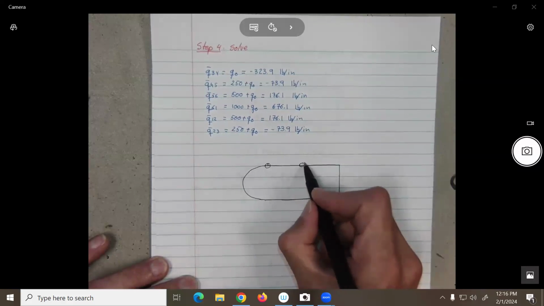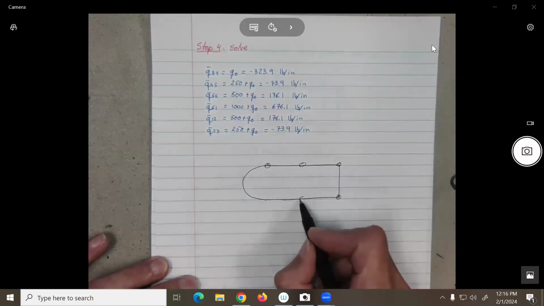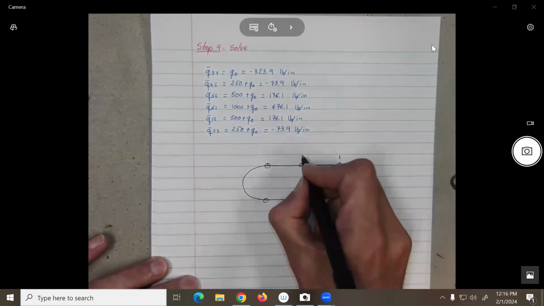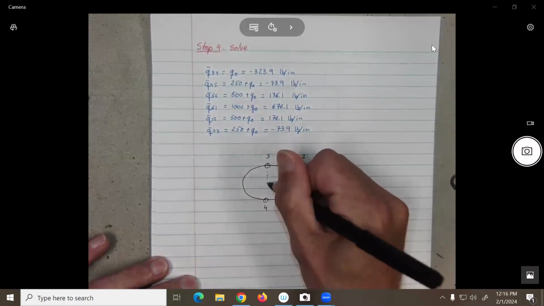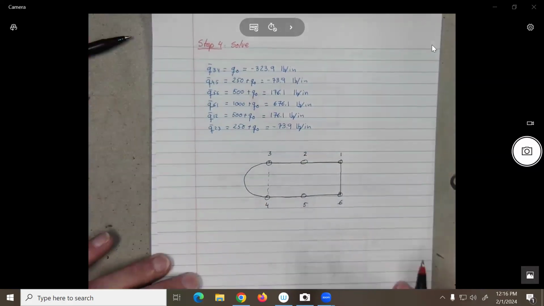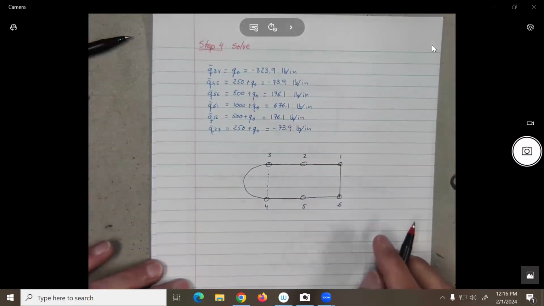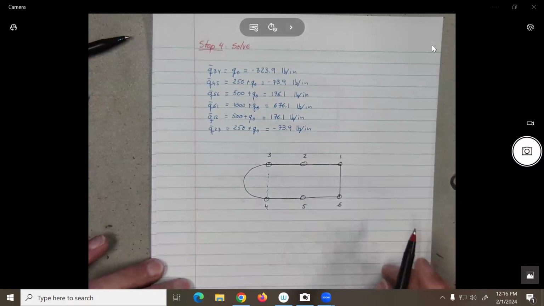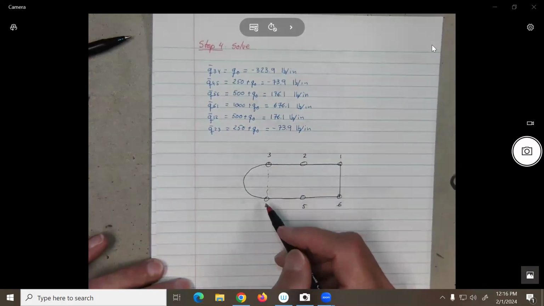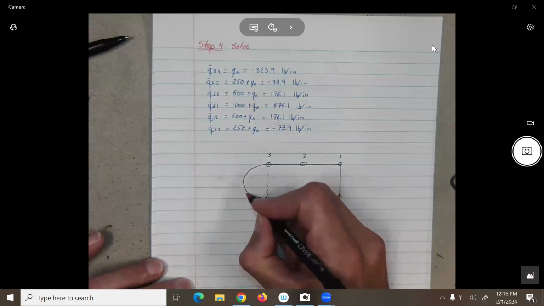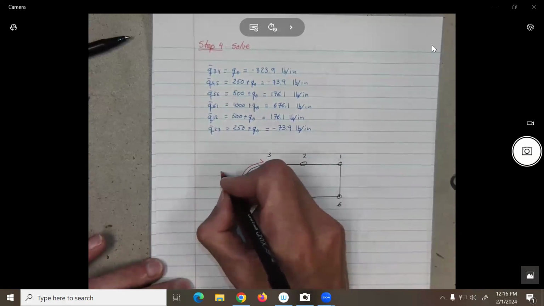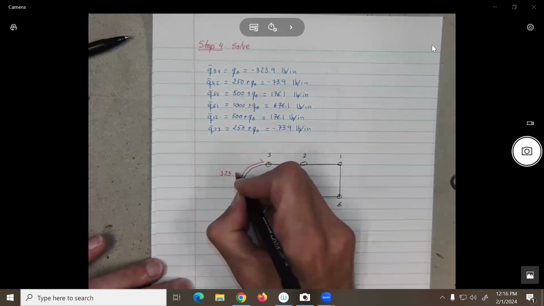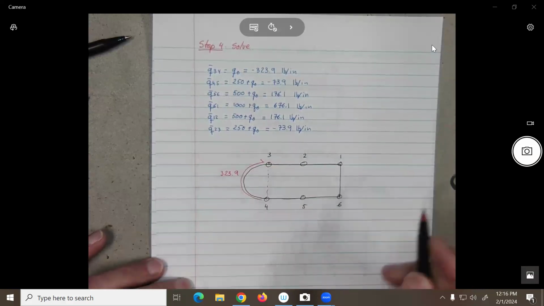So we do the figure. One, two, three, four, five, six. So what do I get? Let's see. Q34 is minus 223.9. So what does that mean? Does it go from 3 to 4 or from 4 to 3? From 4 to 3. So here I can put 323.9.